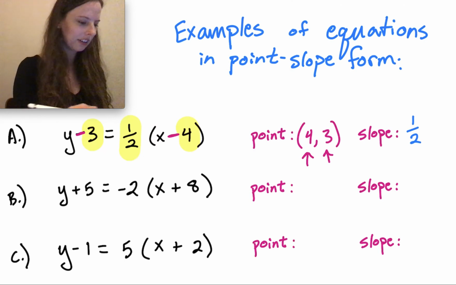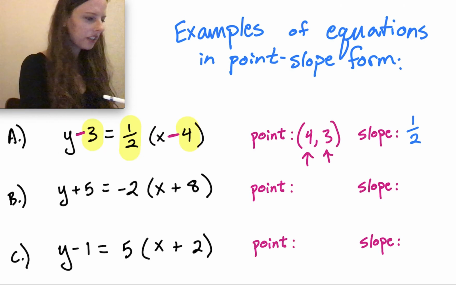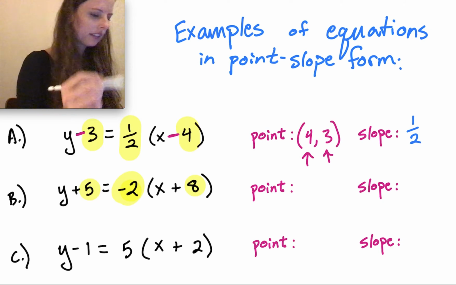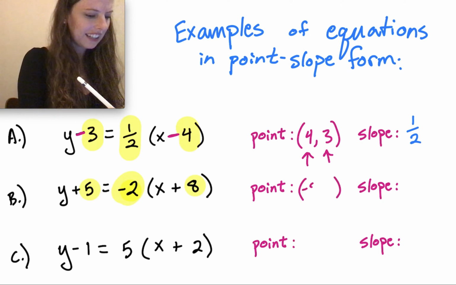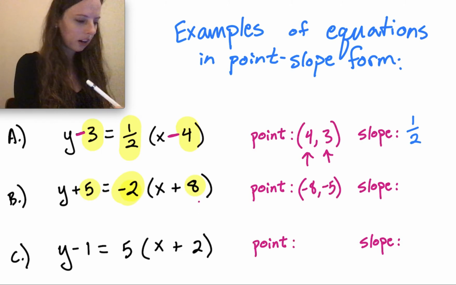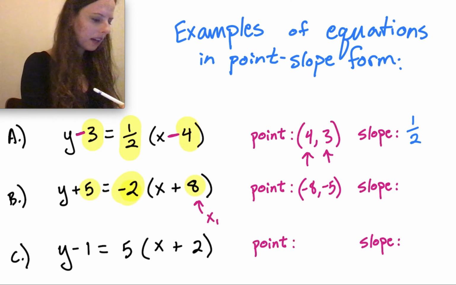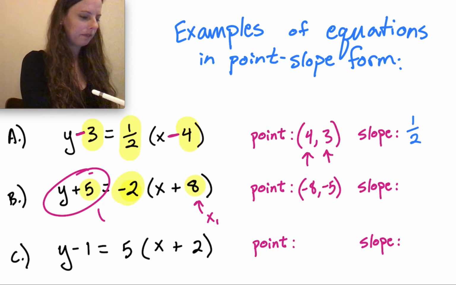So let's try another example here. So we have this equation. Again, I'll highlight the things that got plugged into the form. So let's start with the point. In this equation, our point is -8, -5. So again, I'm starting with the x value, which is next to the x, and then I'm writing the y value, which is next to the y.